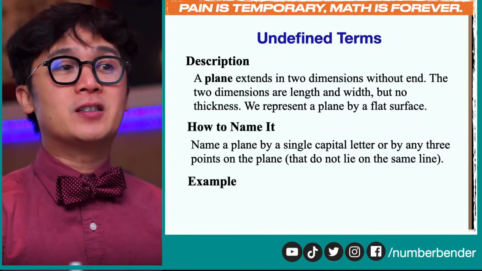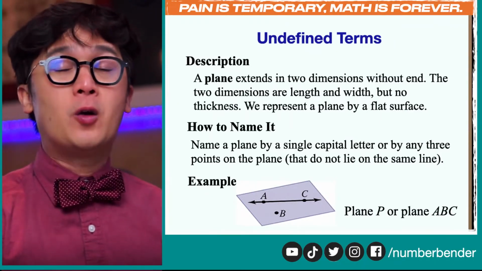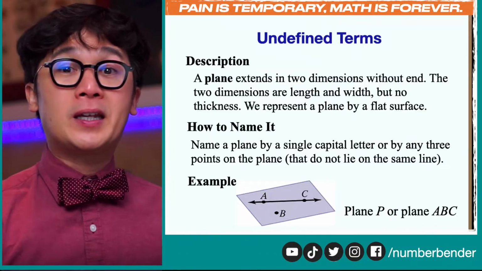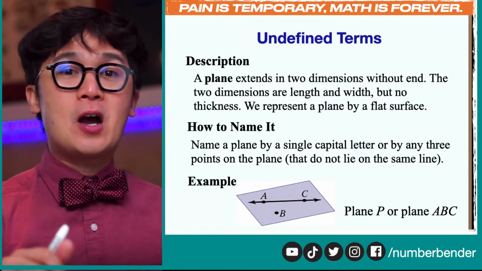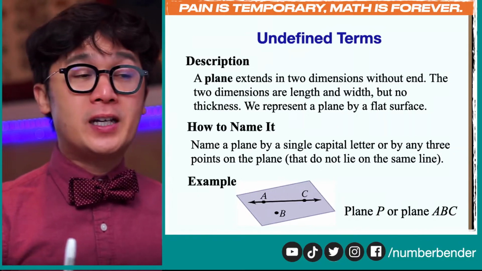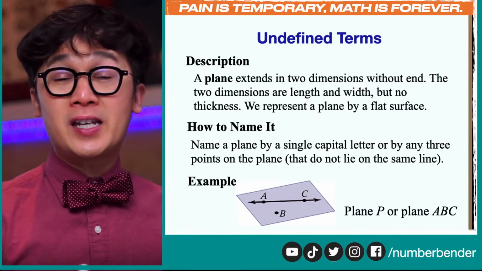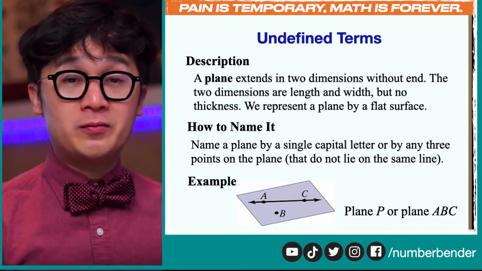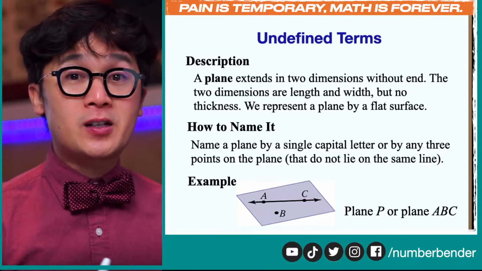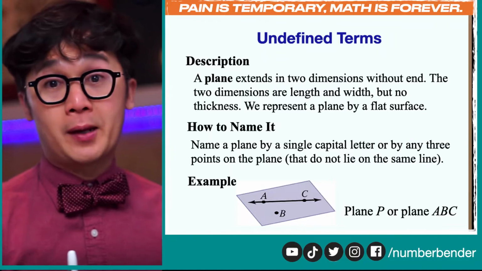So let's say we have this plane right here that you are seeing right now. We can name this as plane P or plane ABC. So this is how we use plane, and notice that A, B, C are not on the same line because that's another rule that we need to take note of, because it's not just 3 points on a plane. Those points cannot be lying on the same line.